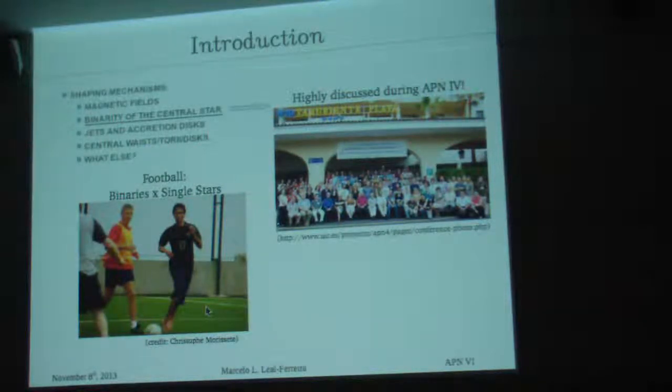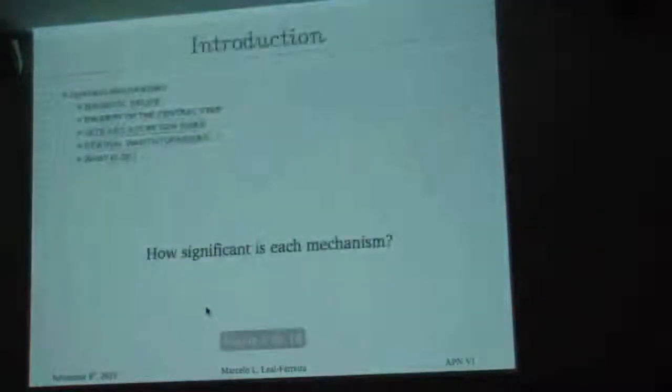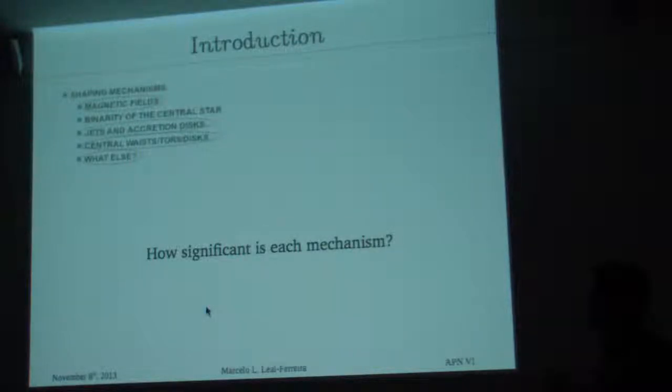And I also would like to highlight the closing speech by Lone Soccer, where he said we need to find those binaries. Well, of course, we need to have the observations to support the theory. But then the question is how significant are the other mechanisms? It is like no one said that maybe the binaries are always required to support the other mechanisms. So how significant are the other mechanisms in the presence of a binary, or if they can act alone? In both scenarios, how significant are they?